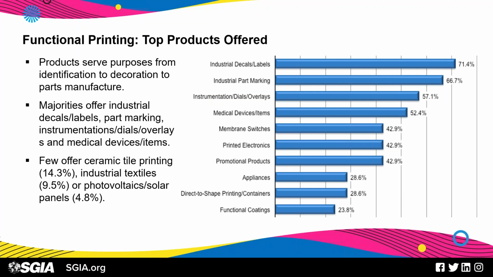Products offered. Broad range of products, broad range of services, from identification to decoration to parts manufacture. The majority offer industrial decals and labels, part marking, instrumentation, dials and overlays, and medical devices. In contrast, just 14.3% offer ceramic tile printing, 9.5% industrial textiles, and 4.8% photovoltaics or solar panels.